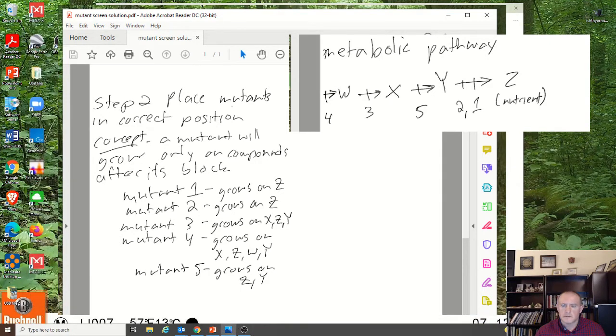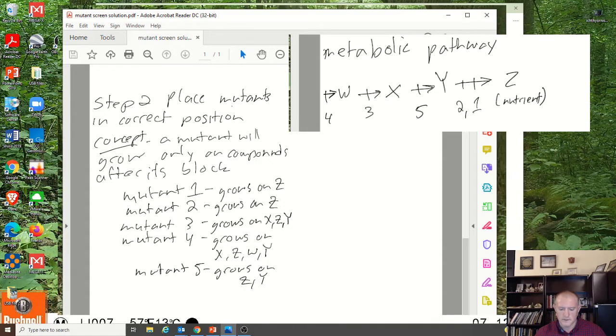Oh, it does not grow on anything else, and therefore it's going to be in the step. Its block is going to be in the step between X and Y. Okay, and so now we have the linear order of the compounds, and we have been able to place the positions of the blocks in each of these different mutants, right? And so we've solved that problem.